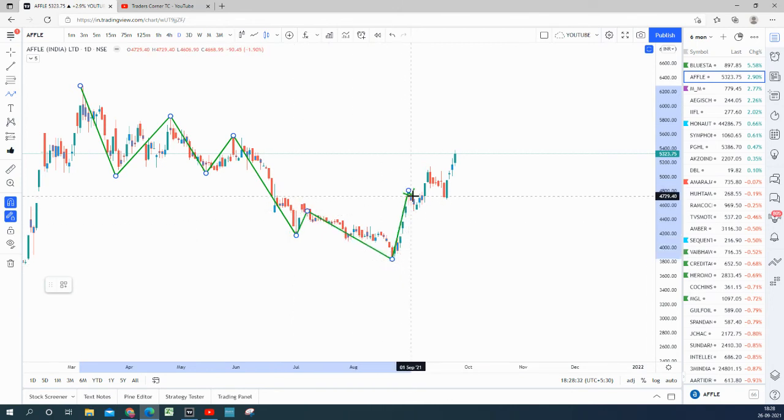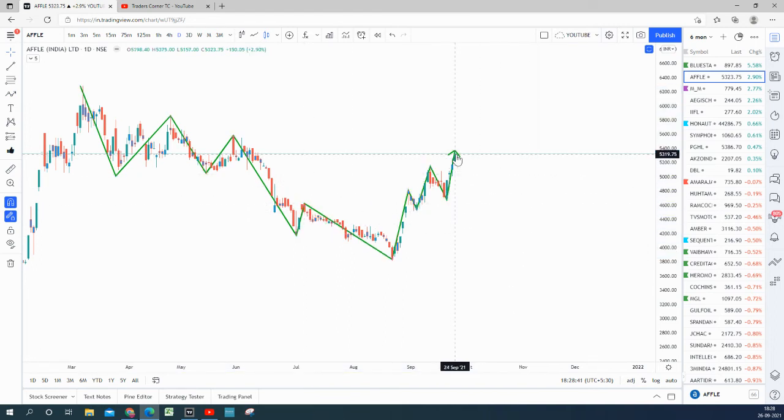Price closed above this. The reason I have chosen this stock is because this high closed above this high, so the market will try to reach this level.